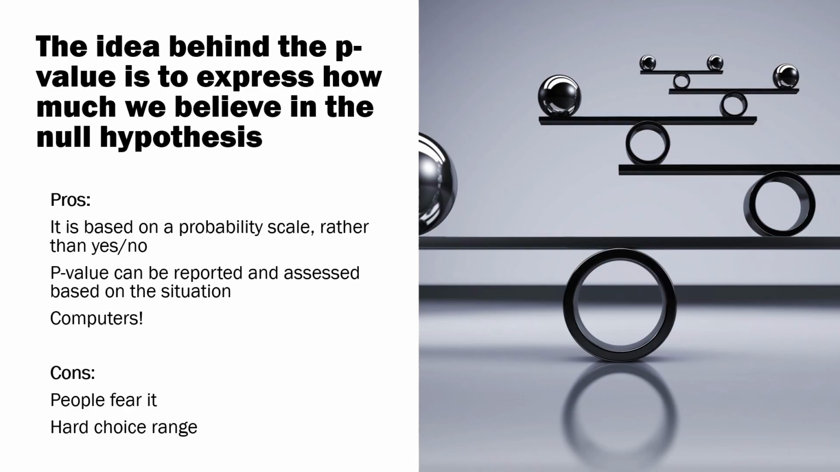So the idea behind the p-value is that we're expressing how much we believe in the null hypothesis. And so the pros of this is that it's based on a probability scale rather than a yes/no. And so the p-value can then be reported and assessed based on the situation. And finally, the biggest pro is computers will calculate it for you, and then all you have to do is compare. But the cons are that people are kind of scared of it. I don't know why, but they fear technology and they fear statistical programs. And there can be a hard choice range sometimes as well.